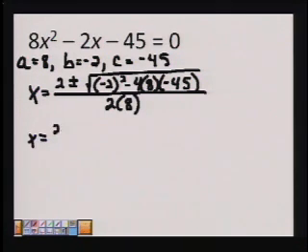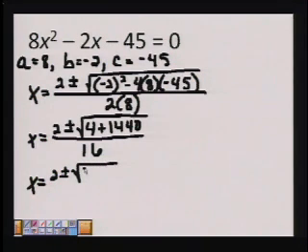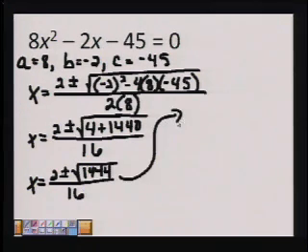So x equals 2 plus or minus the square root of 4 plus, and if you multiply negative 4 times 8 times negative 45, you get 1,440. And all of that is over 16. So x equals 2 plus or minus the square root of 1,444 all over 16. But the square root of 1,444 is just 38.